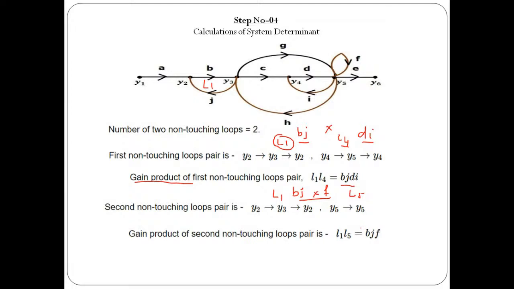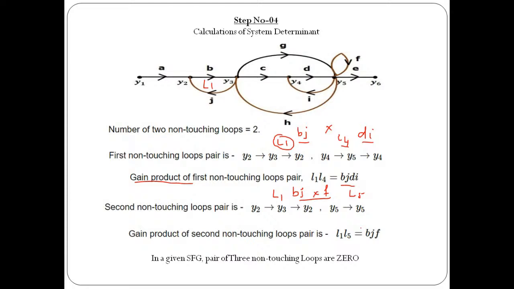Why have we calculated this? Because this plays an important role in calculating the value of delta, delta 1, delta 2, and so on. We require the pairs of two non-touching loops, and then we need to calculate the gain product of pairs of two non-touching loops, the gain product of three non-touching loops, the gain product of four non-touching loops, and so on. So to calculate the value of delta, we require these terms. That's why we have calculated them earlier. And in this case, there are no three non-touching loops. That's why the gain product is going to be 0.